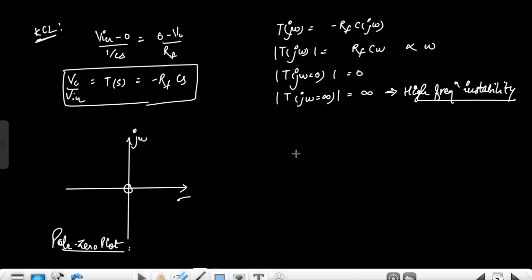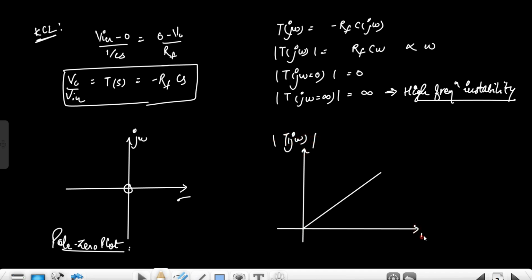We can draw the magnitude plot here. It's simply linearly increasing with the frequency, right? So this is the magnitude plot. The slope is RF C, and it will be tending towards infinity at infinite frequency, and this is nothing but the high frequency roll off, which is the drawback of this ideal differentiator circuit. So for avoiding this drawback or problem of high frequency roll off, we use the practical differentiator circuit, which I'll discuss in the next video.